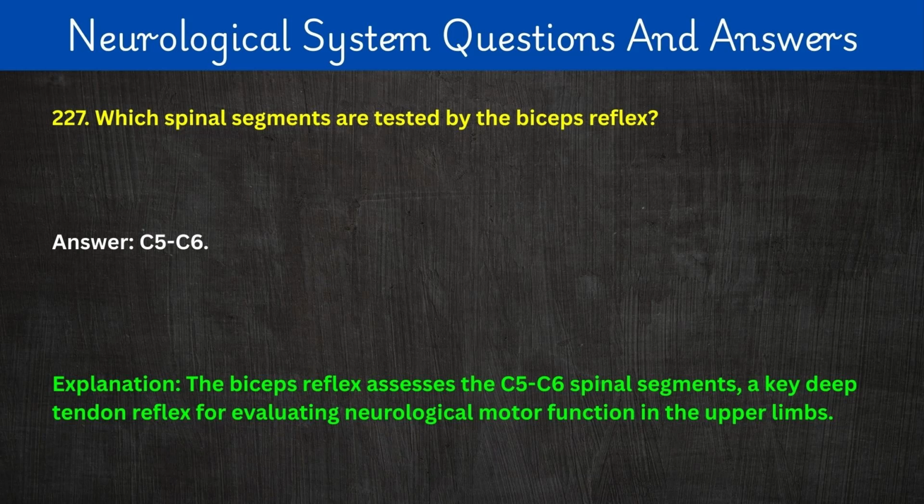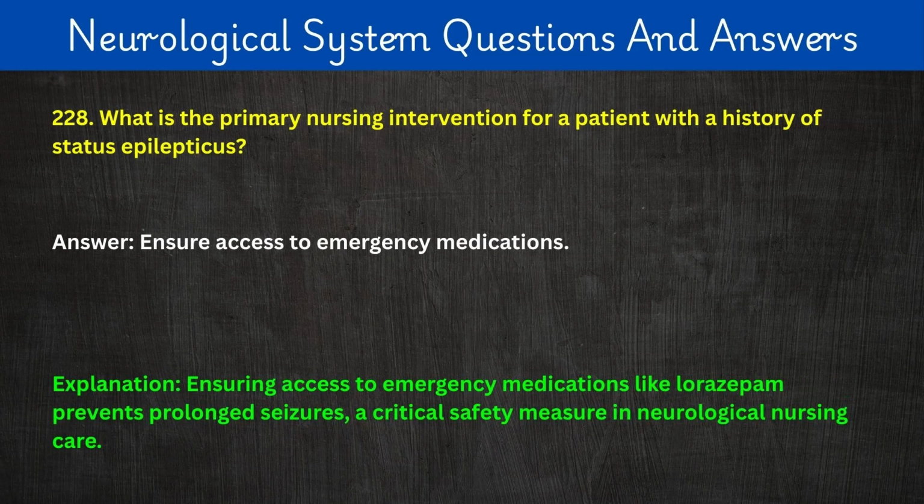Answer: C5, C6. Explanation: the biceps reflex assesses the C5, C6 spinal segments, a key deep tendon reflex for evaluating neurological motor function in the upper limbs. 228. What is the primary nursing intervention for a patient with a history of status epilepticus? Answer: ensure access to emergency medications. Explanation: ensuring access to emergency medications like lorazepam prevents prolonged seizures, a critical safety measure in neurological nursing care.